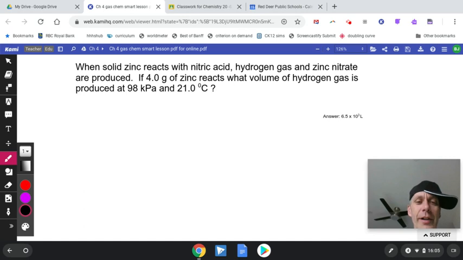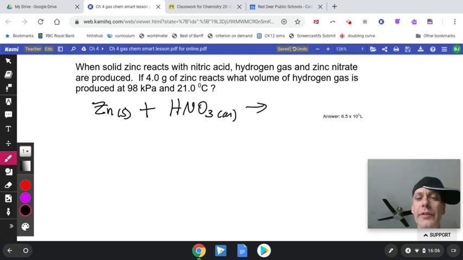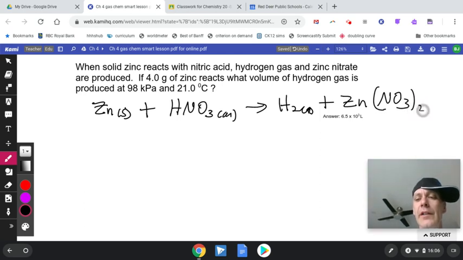All right, so we've got solid zinc with nitric acid. Zinc, solid, reacting with nitric acid to produce hydrogen gas and zinc nitrate. Ionic compound, high solubility, aqueous.